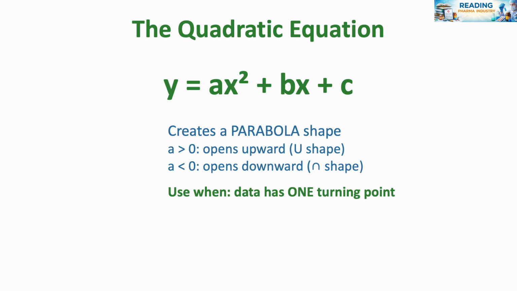The quadratic equation is y equals a x squared plus b x plus c. This creates a parabola shape. The key parameter is a. If a is greater than 0, which means it's positive, the parabola opens upward like a U shape. If a is less than 0, which means it's negative, it opens downward like an inverted U. So use this when your data has one turning point.